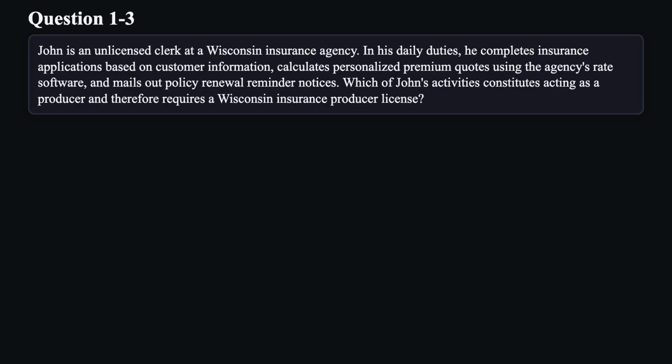Question 3. John is an unlicensed clerk at a Wisconsin insurance agency. In his daily duties, he completes insurance applications based on customer information, calculates personalized premium quotes using the agency's rate software, and mails out policy renewal reminder notices. Which of John's activities constitutes acting as a producer and therefore requires a Wisconsin insurance producer license?